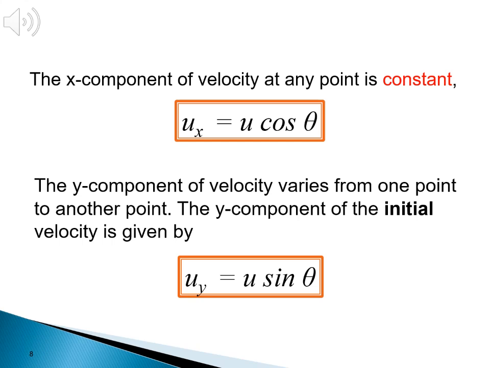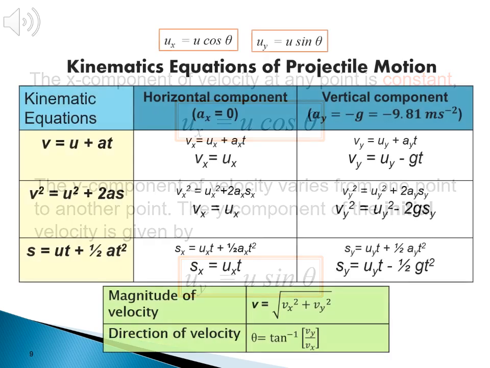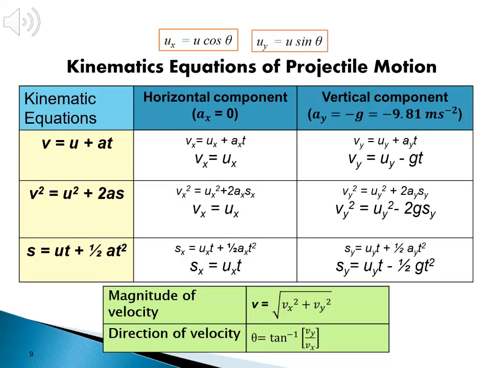The equations of projectile motion are divided into two, on the x component and y component of velocity. The x component is stated as ux equals u cos theta, while the y component is stated as uy equals u sin theta. Besides that, the kinematic equations of projectile motion can be used in this chapter to calculate the horizontal component and vertical components.